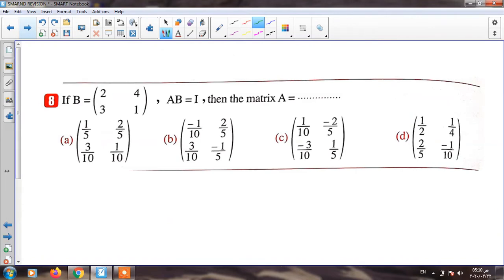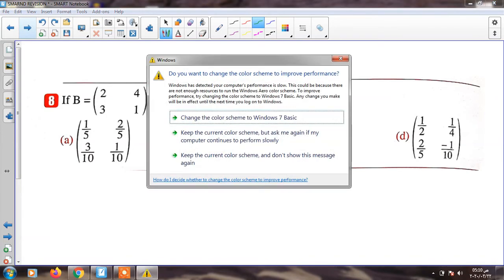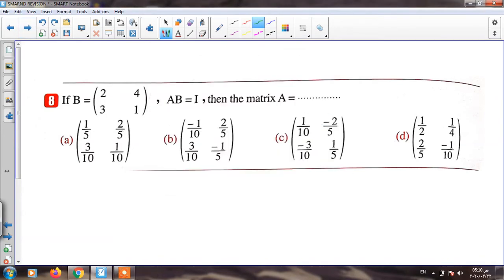You have a matrix B, 2 and 3, and 4 and 1, and given also AB equals I, then the matrix A is. If you move back to the lesson of multiplicative inverse, yes, in year 1, the lesson of multiplicative inverse said that two matrices, their product equal the identity matrix if one of them is the multiplicative inverse of the other. That means if you remember, A times A negative 1 equals I, the identity matrix. Another time, if we multiply the matrix by its multiplicative inverse, you will get I, the identity matrix.